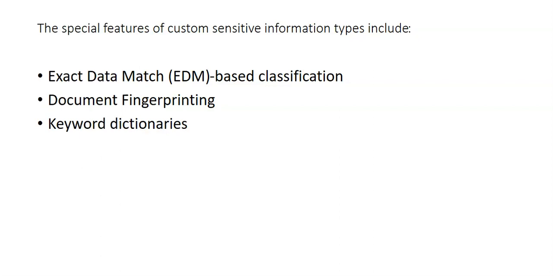So the recommendation is that most organizations should start with the built-in sensitive information types for general protection against data loss of the most common sensitive data. Then organizations should analyze their individual needs to protect specific data by creating custom sensitive information types. Okay, so this was the gist of built-in sensitive information types versus custom sensitive information types.